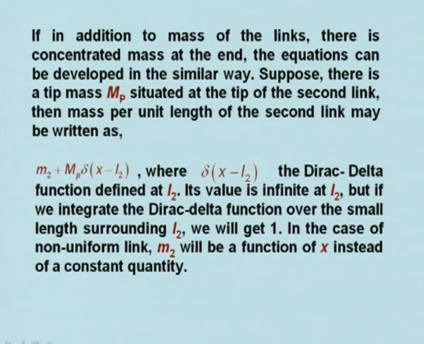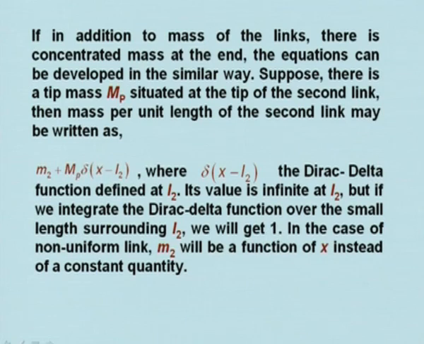And m2 is the mass per unit length. It has the unit of kg per meter, whereas mp has the unit of kg, but it has been multiplied by delta(x minus L2), where delta(x minus L2) is the Dirac delta function, which is defined at L2.